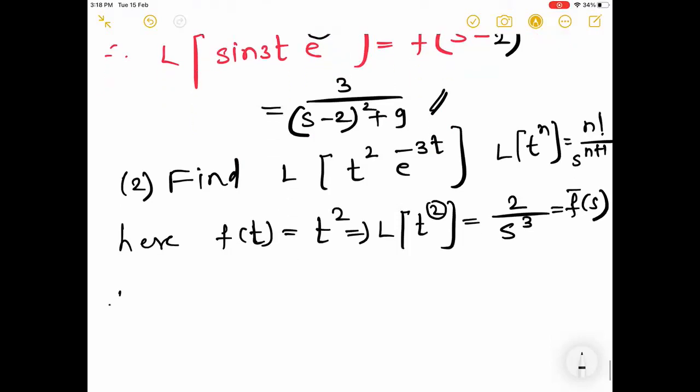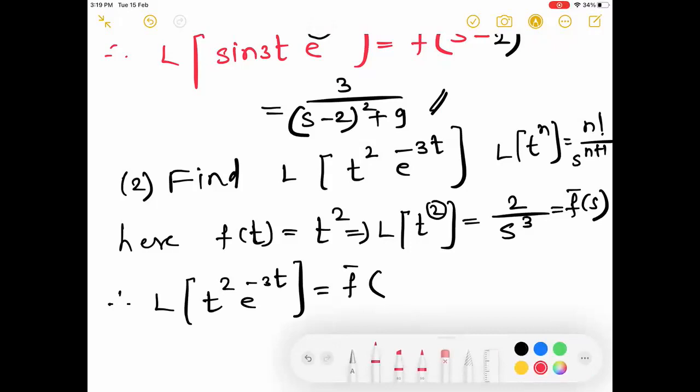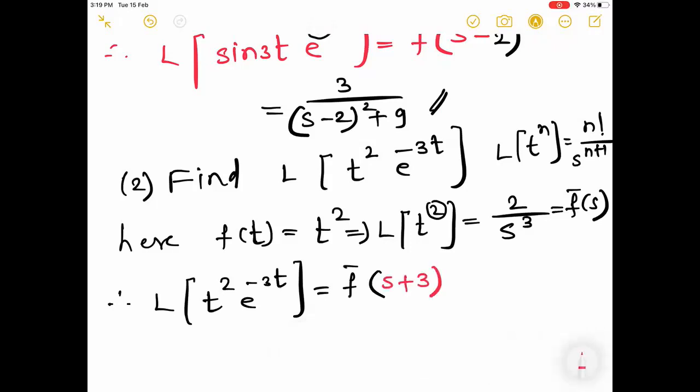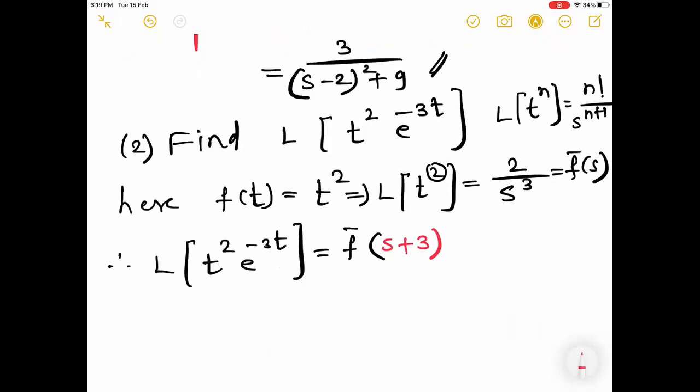And therefore Laplace transform of t square e raised to minus 3t. What change will you make in the f bar s function? What do you write? S plus 3. Very good. So this is f bar of s plus 3. That means in the answer of Laplace of t square, you have to replace s with s plus 3. That means 2 upon s plus 3 bracket cube. That's it.